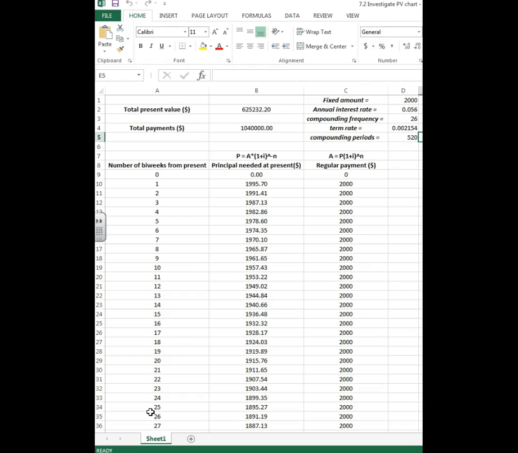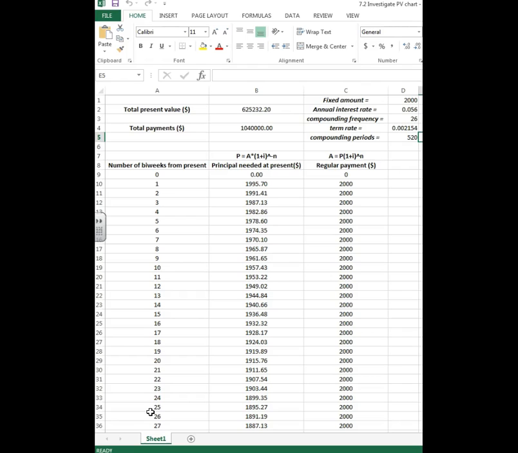On the top left, we have the total present value of all of the investments that would produce these regular payments of $2,000. That, of course, is the actual present value of this annuity. It's the amount at present that would need to be provided in order to make possible these regular payments of $2,000. The total payments is $1,040,000 that's shown there.